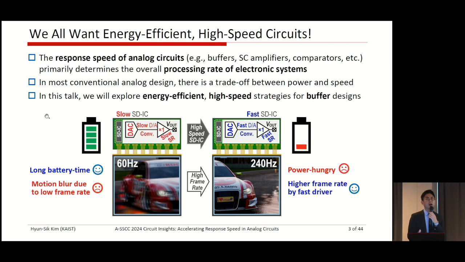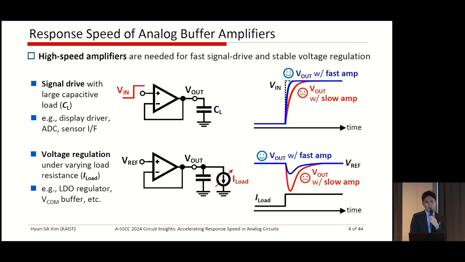So even though there is a great variety of analog circuits, in this talk, we're going to explore the energy efficient and high-speed design strategy based on the buffer driver circuit. Okay, this is the buffer circuit configuration.